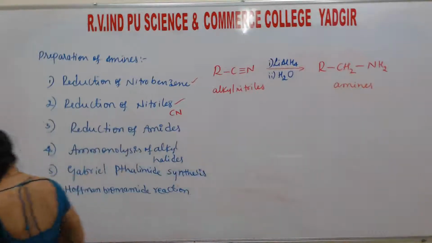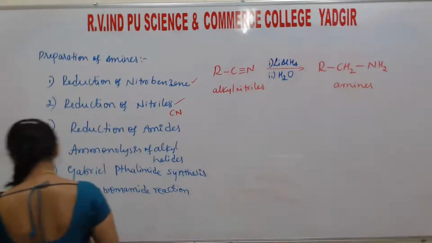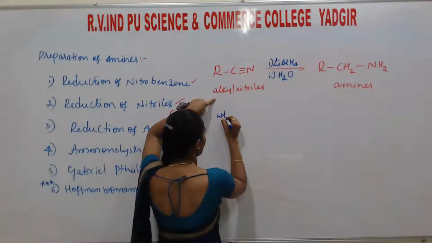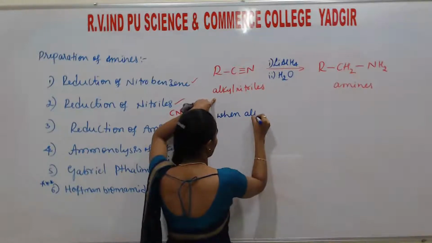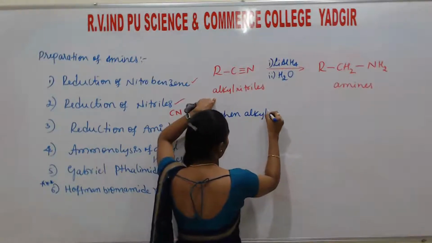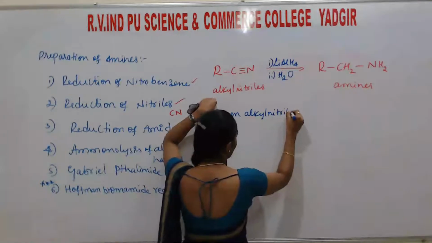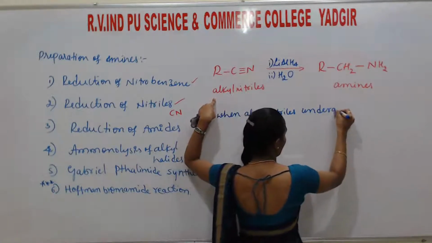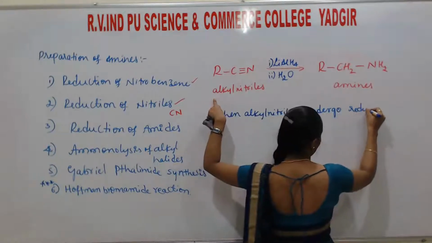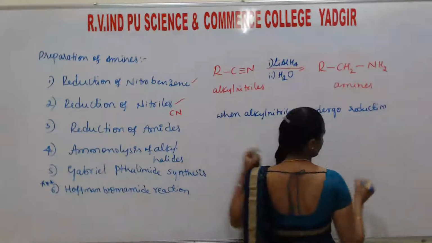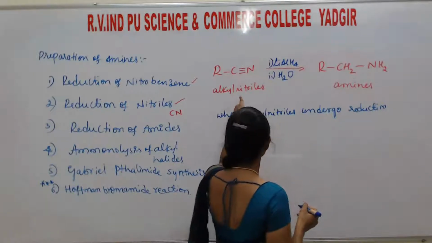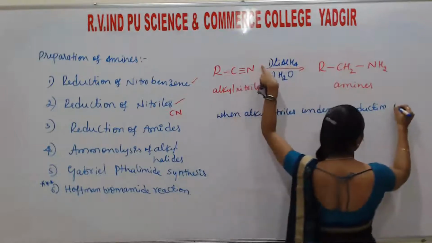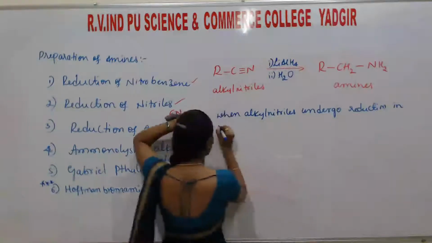Alkyl nitriles, this one is amines. So here you write. Listen, alkyl nitriles undergo reduction. This one undergoes reduction in the presence of what?